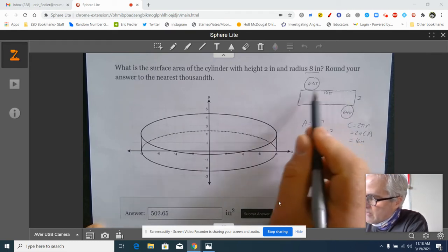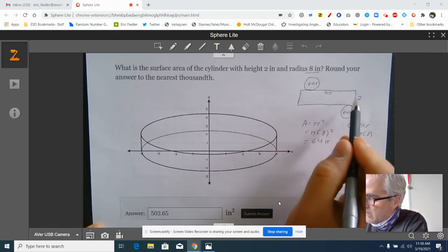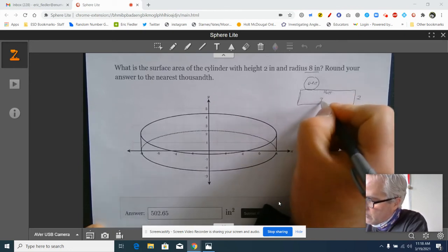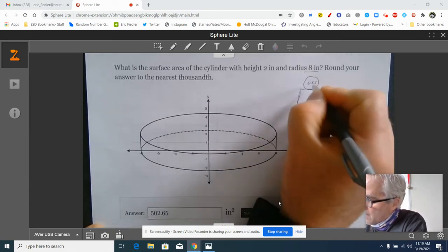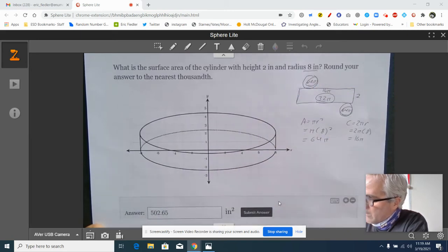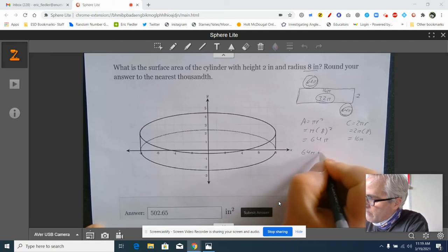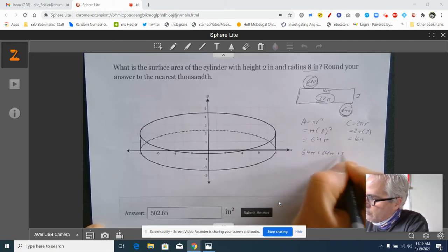So now, how do I get the area of this rectangle? Well, I take the 2 and I multiply the length times width, 2 times 16 pi. So the area of this thing is going to be 32 pi. Okay, add them all together. I get 64 pi plus 64 pi plus 32 pi.